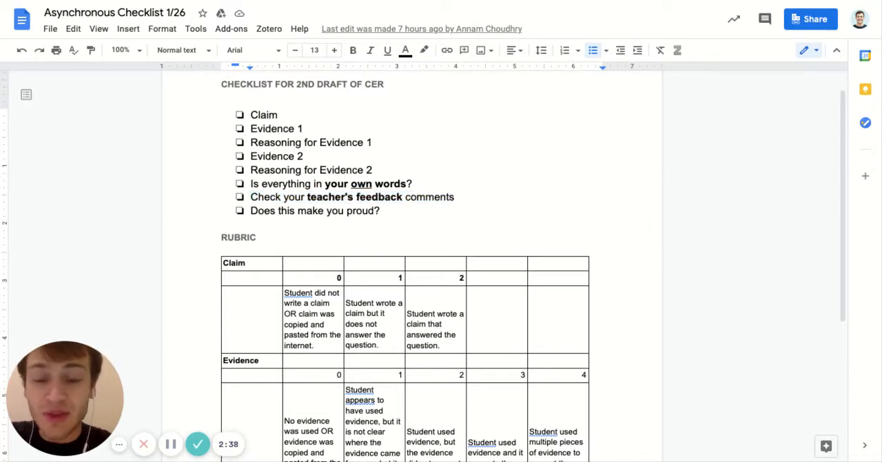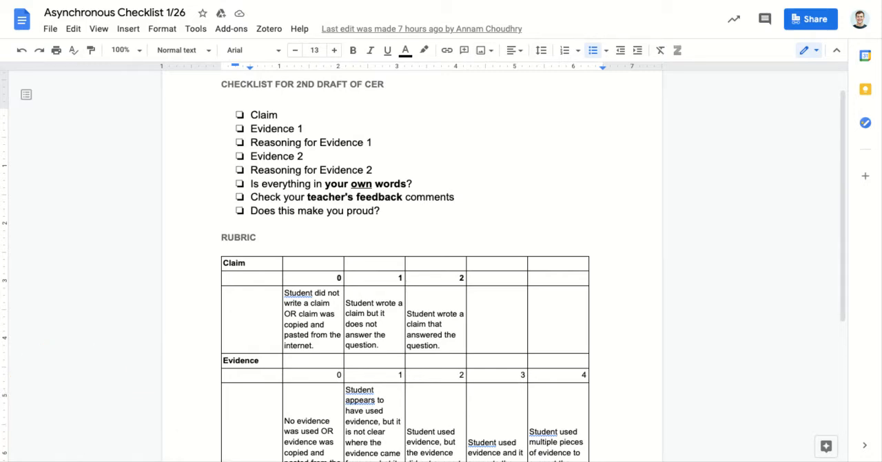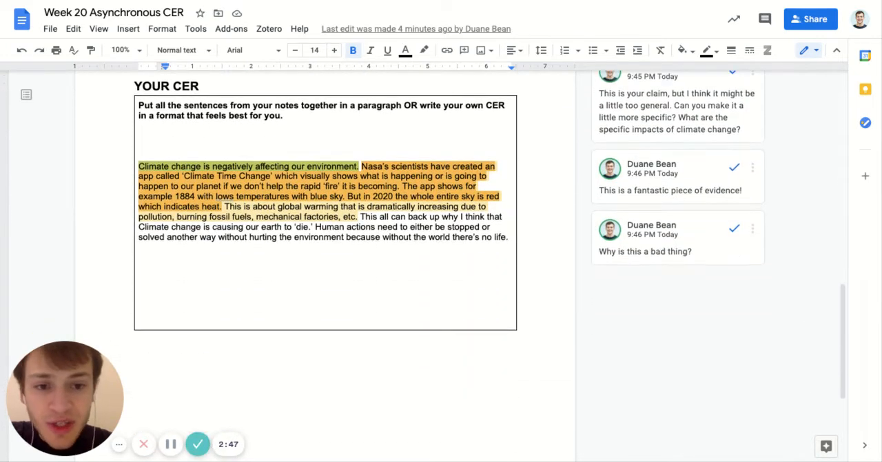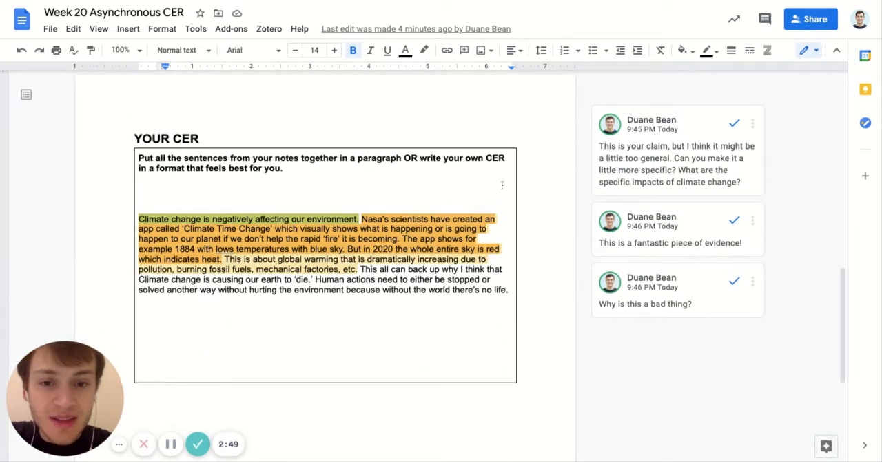So we have left you feedback in the form of comments. If you go over to your week 20 or week 22 CER, if you're in my class, you're going to find that I've color-coded different things, but you're also going to find that I've left you comments on the right within your Google Doc. My comments might be asking you to improve your claim, your evidence, or your reasoning. I might just be saying something that you did really well, or I might be asking you some questions to further your thinking.